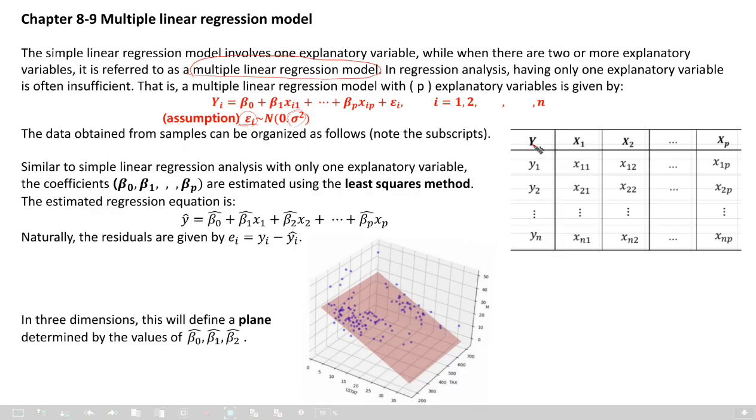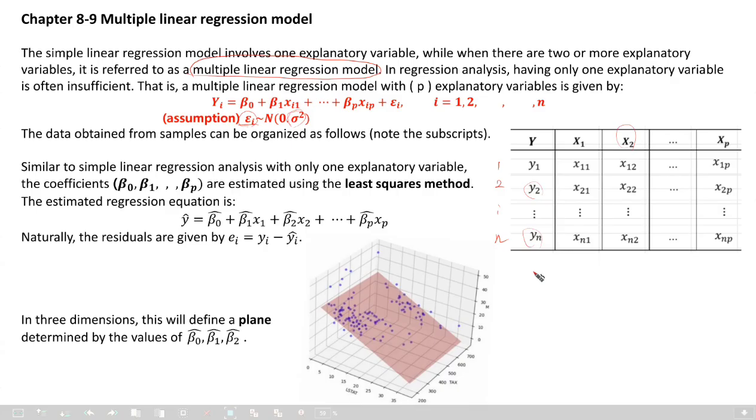For the response variable y, the data are y1, y2, up to yn. This is sample number 1, 2, up to n. For variable x1: x11, x21, up to xn1. The first subscript denotes the number of the sample. For variable x2: x12, x22, up to xn2. There are two subscripts, and you have to note the order of the subscripts.